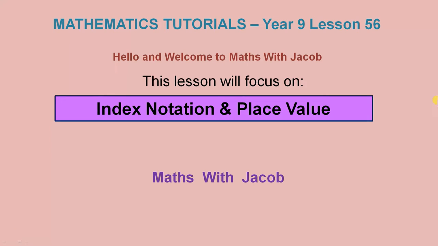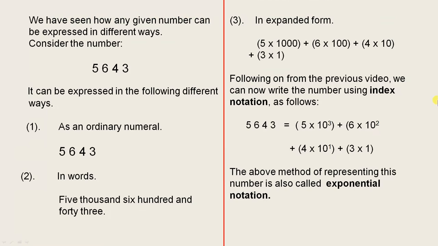This lesson will focus on index notation and place value. We have seen how any number can be expressed in different ways. Consider the number 5643. It can be expressed in the following different ways.